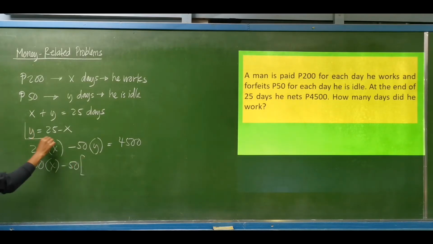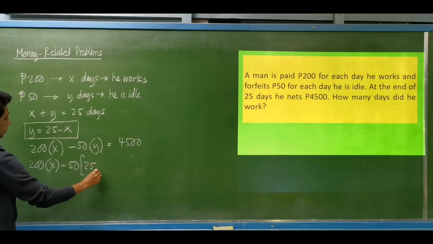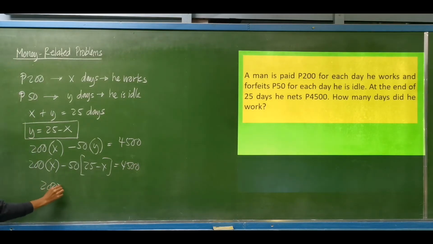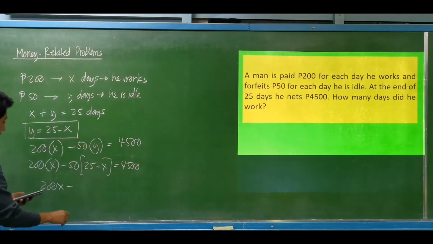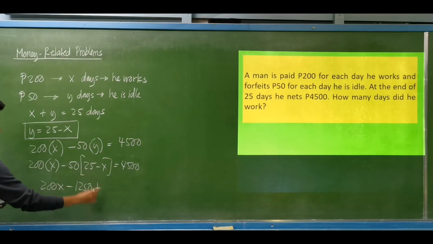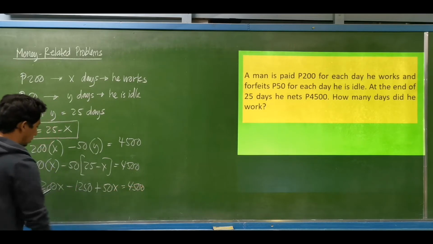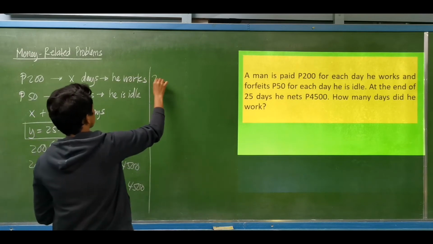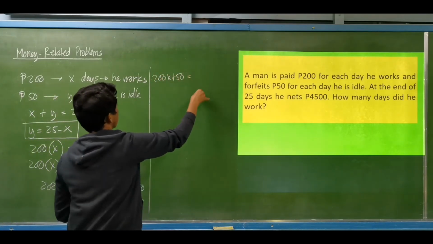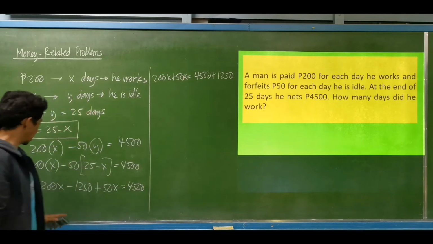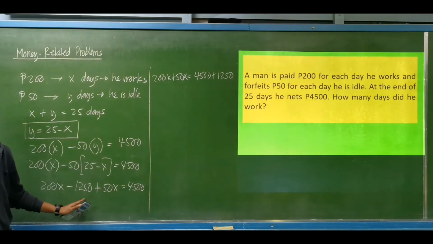What is the equivalent of Y? The equivalent of Y is 25 minus X, and this is equal to 4,500. So this is 200 of X minus, what is 50 times 25? 50 times 25 is equal to 1,250, then negative times negative is plus 50x, equal to 4,500. So it's now 200 of x plus 50x is equal to 4,500 plus 1,250.